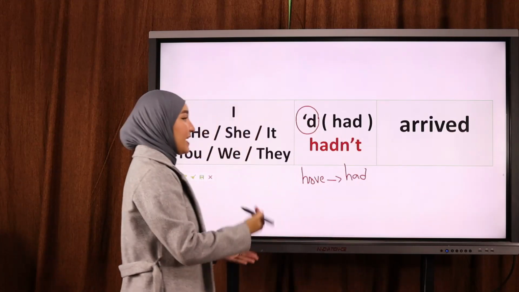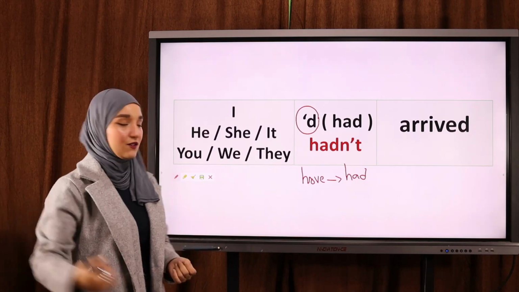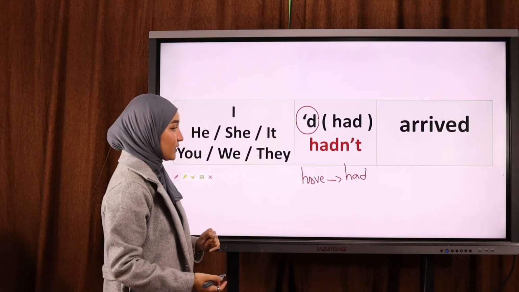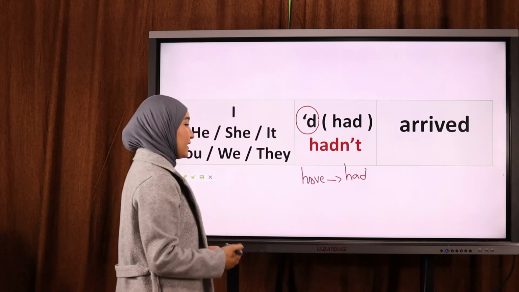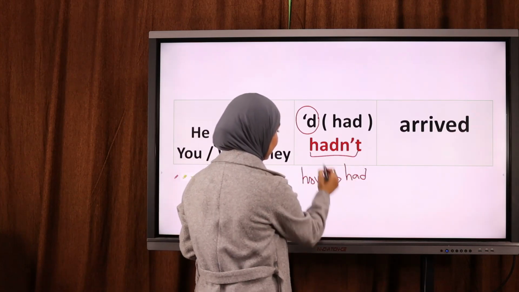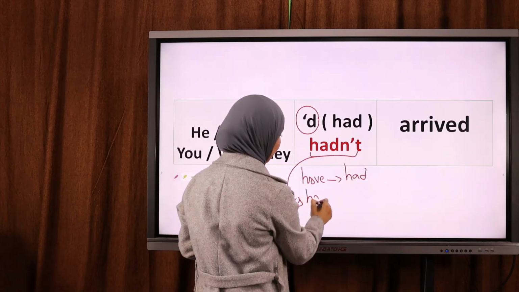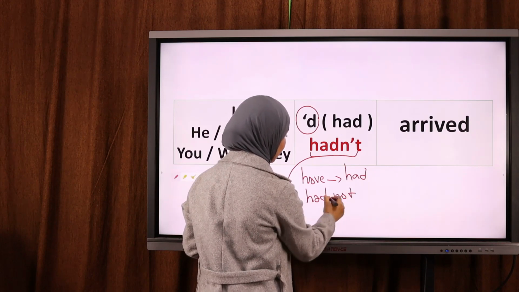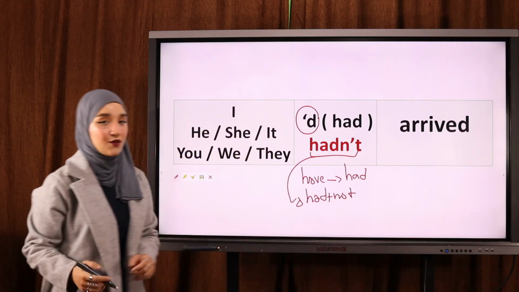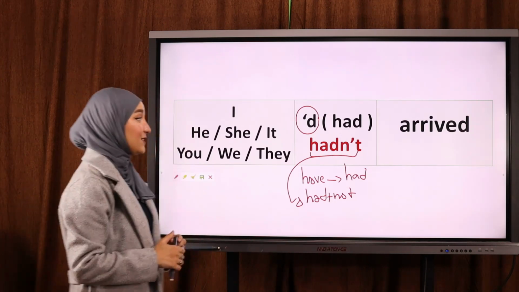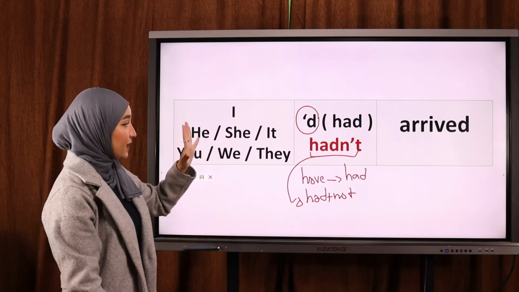I had or she had arrived. Okay. We'd arrived. Okay. They'd arrived. In the negative form, of course, it's hadn't, which is a contraction of had plus not. Okay. So they hadn't arrived. Okay. They hadn't arrived.